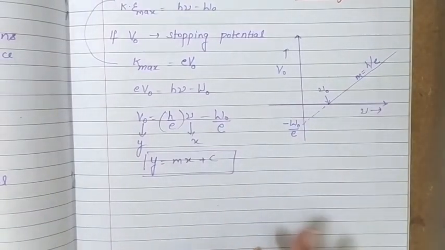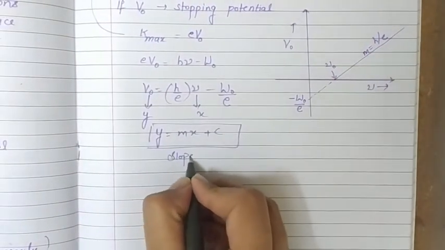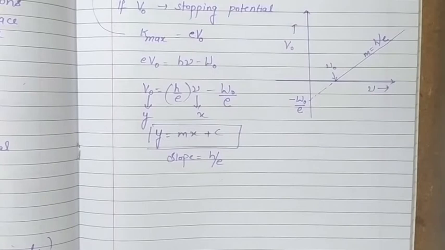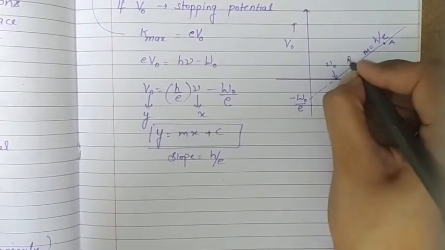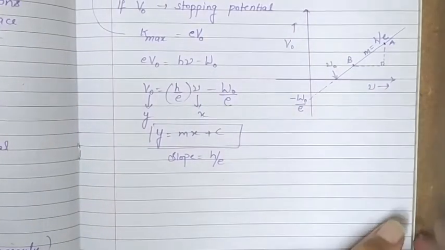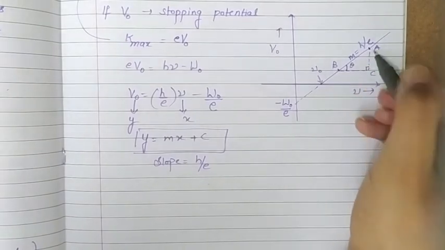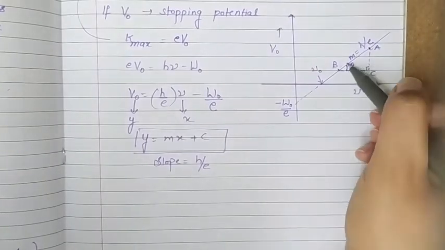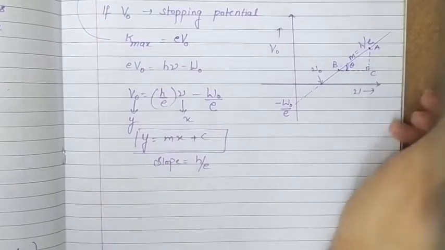Now the slope here is h upon e, and to find this slope we have to take 2 points on the graph. Let the 2 points be A and B like this. To find the slope we take 2 points on this graph and draw normals to them. Let this angle be theta. We have considered the angle ABC to be theta. Then the slope of this graph can be given as the tangent of theta, the angle made by the line with the horizontal, or the x-axis.